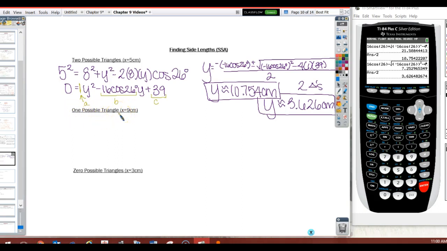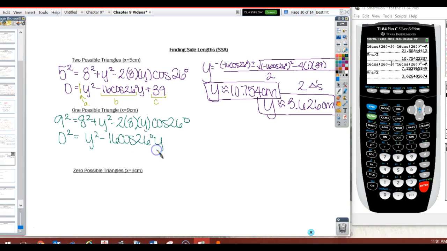And so we'll look to see what the quadratic formula would show us here. Same idea, except now instead of this 5, we're going to have 9 squared equals 8 squared plus y squared. Everything else is going to stay the same. Again, we want to rearrange it to look like a quadratic, so I will have 0 equals y squared minus 16 cosine of 26 y. And then 8 squared minus 9 squared will end up giving us a negative 17.